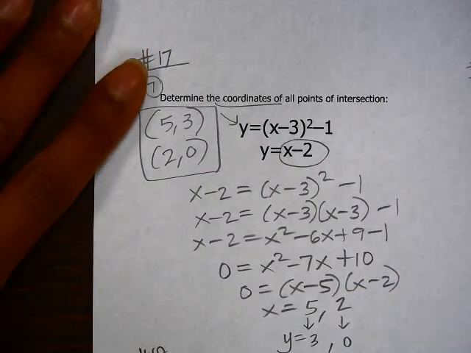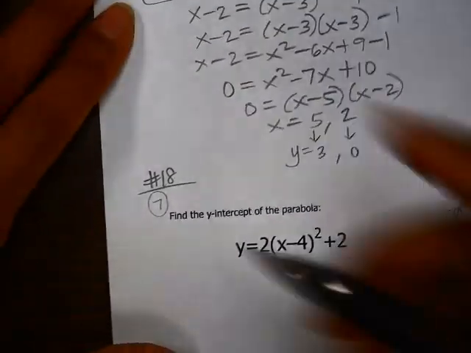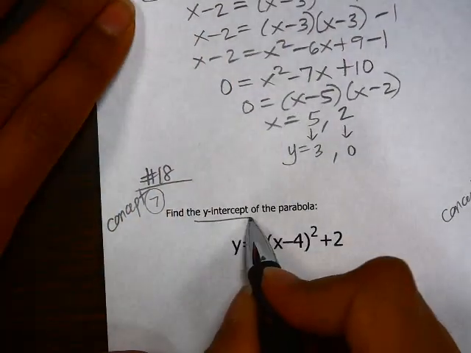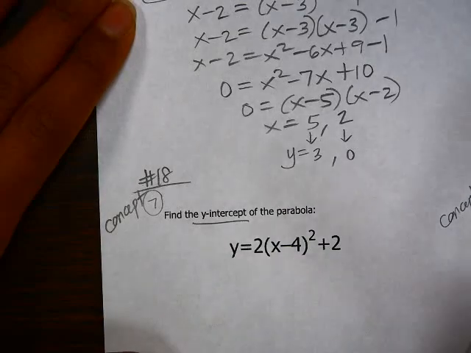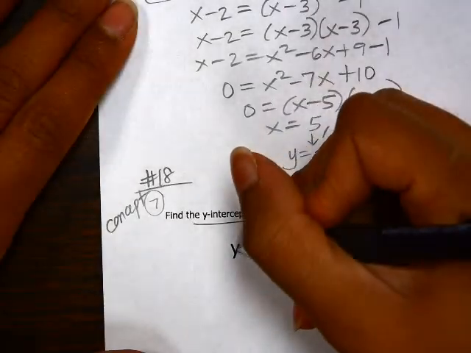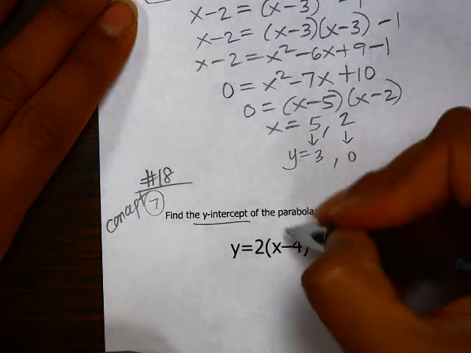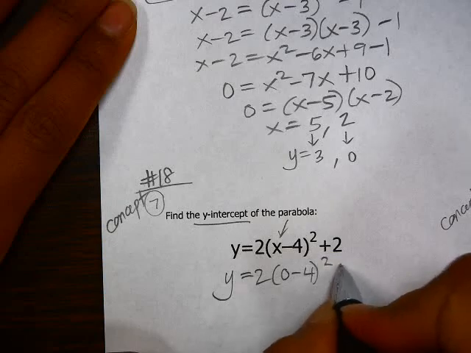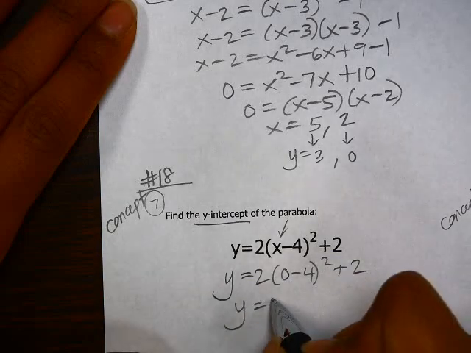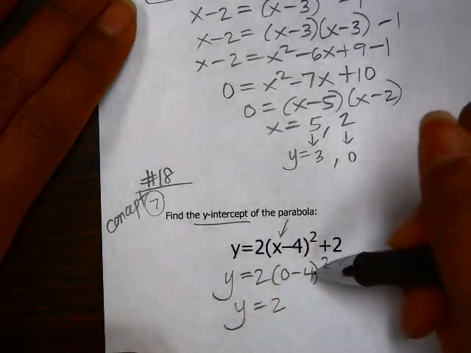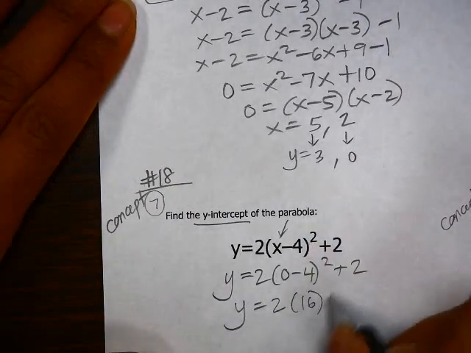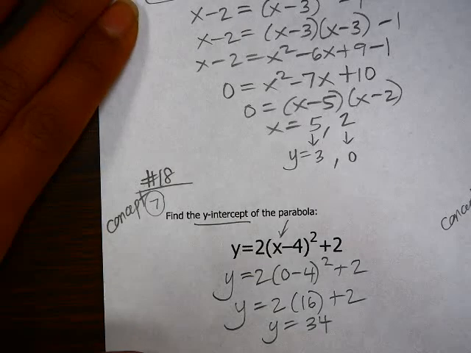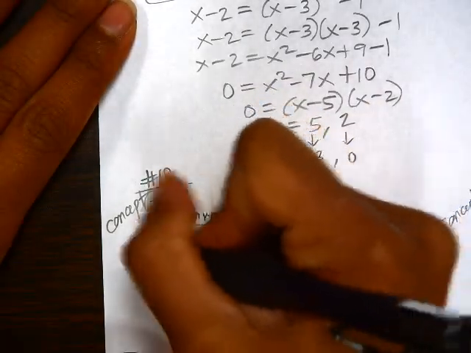All right, looking at number 18. Concept 7 is asking us to find the y-intercept as opposed to the x-intercept. To find x-intercepts, we set the y equal to 0. To find the y-intercept, we need to set x equal to 0. So by substituting 0 for x, that gives us 2 times -4 squared is 16. Y is equal to 32 plus 2, or 34. So my y-intercept is at 0, 34.